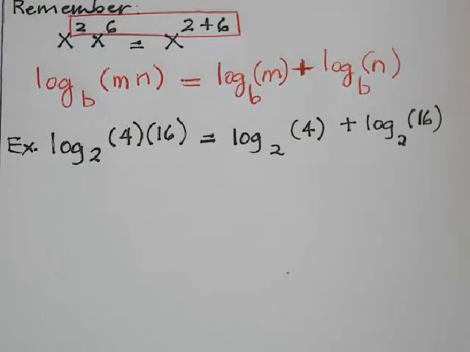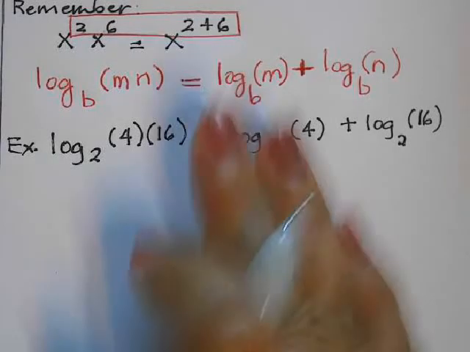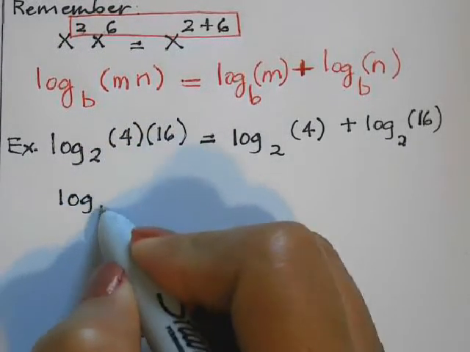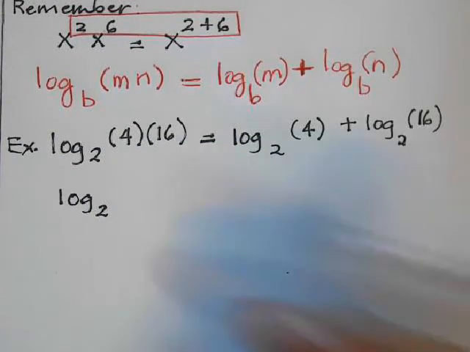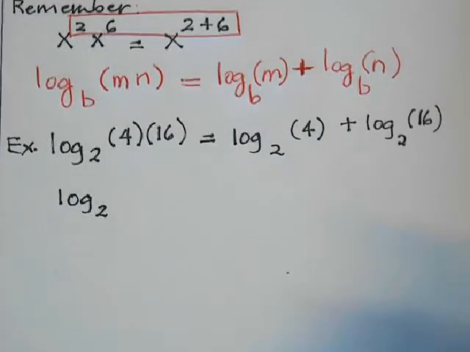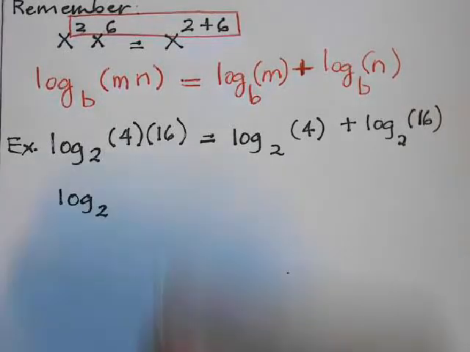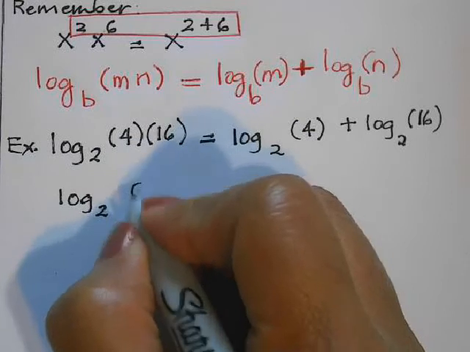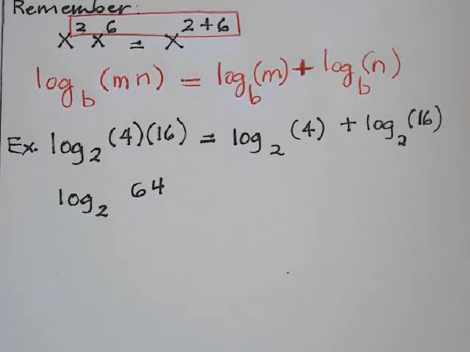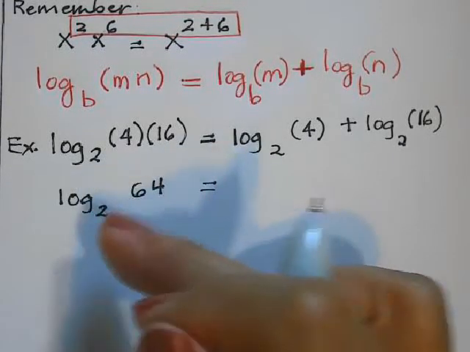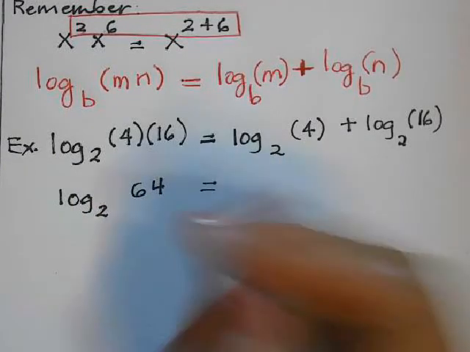Let's see if these two are really equal. Don't look at that, let's look at this one first. Log base 2 of 4 times 16. This is a product, so I can multiply them. You can multiply the numbers but not the logs. The log of a number is different from a number, so you have to think of that. 16 times 4 is 64, right? So what is log base 2 of 64? What exponent of 2 will give you 64? I hope you know it is 6.